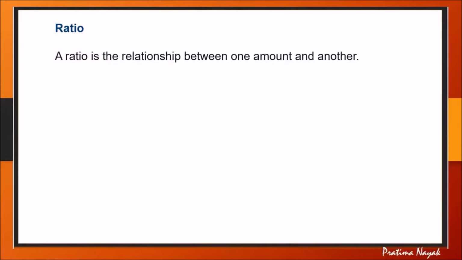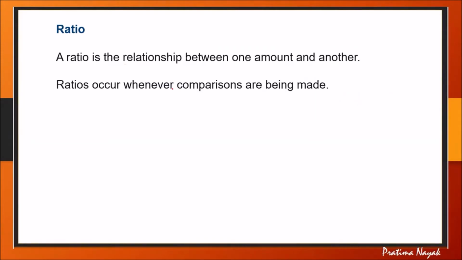So let us learn more about ratio. Ratio is the relationship between one amount and another. We can take, suppose, 1 rupee and 10 paisa, and you can make a relation. Similarly, 1 kg with a gram, we can make a relation in this way.